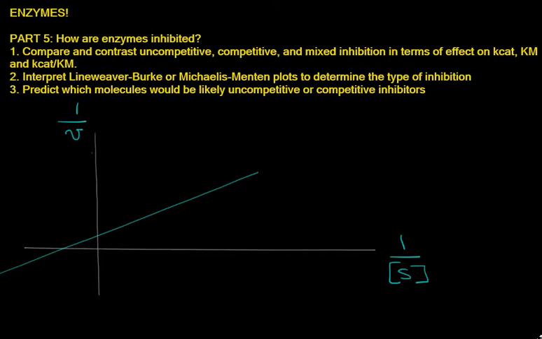And so we're going to talk about 3 different types of these: uncompetitive, competitive, and mixed, and how those affect the Kcat, the Km, and the catalytic efficiency. So you're also going to be able to interpret Lineweaver-Burke plots or Michaelis-Menten plots to determine the type of inhibition. You're also going to predict which molecules would likely be uncompetitive or competitive inhibitors.